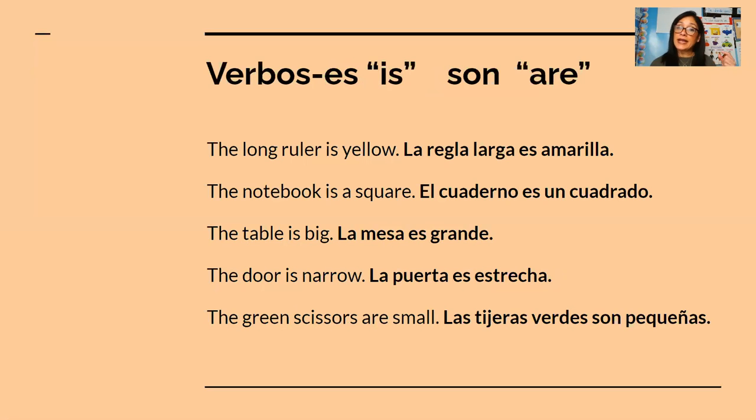Looking at the verbs, es means is and son means are. We're going to be talking more about these verbs a little later on also, but to focus on when we want to talk about description of an object, whether the color or the size of the object, we're going to use either es, is, or son, are. The long ruler is yellow. La regla larga es amarilla.